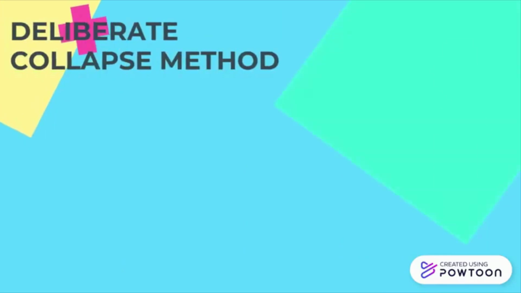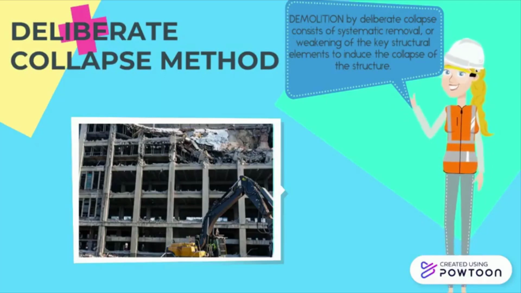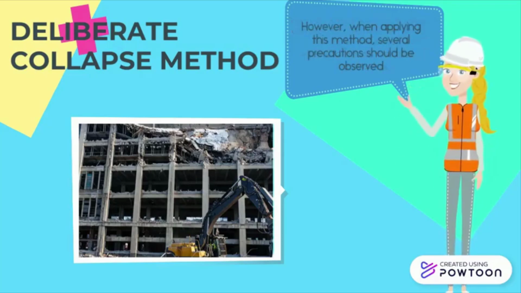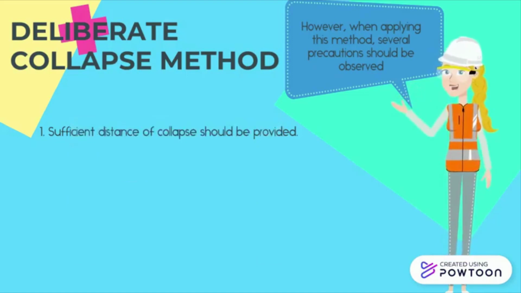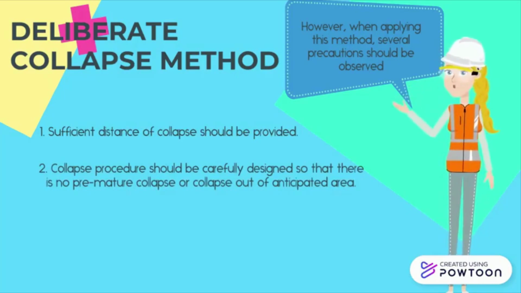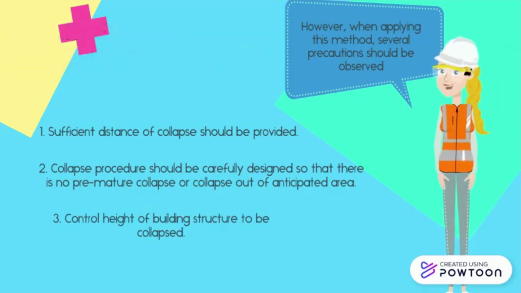Deliberate collapse method. Demolition by deliberate collapse consists of systematic removal or weakening of the key structural elements to induce the collapse of the structure. However, when applying this method, several precautions should be observed, such as sufficient distance of collapse should be provided. Collapse procedures should be carefully designed so that there is no premature collapse or collapse out of the anticipated area. Control height of the building structure to be collapsed.